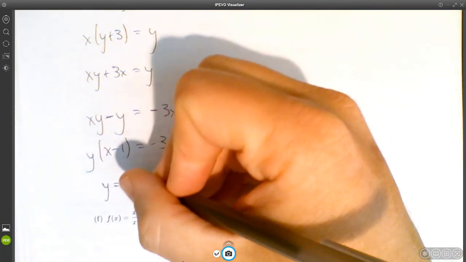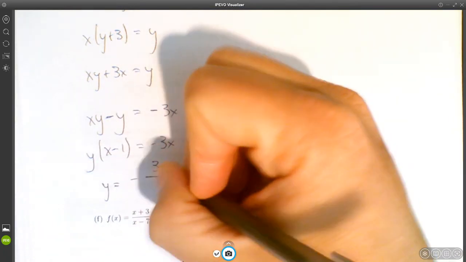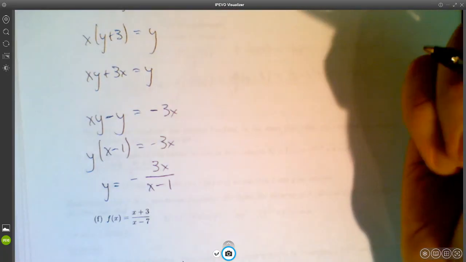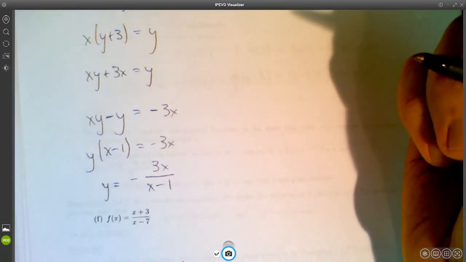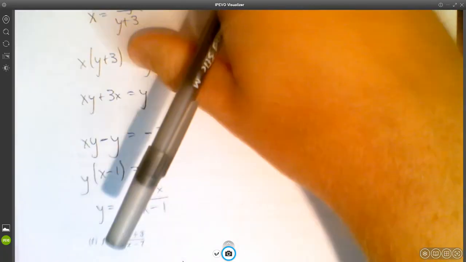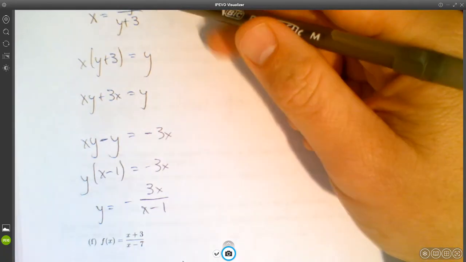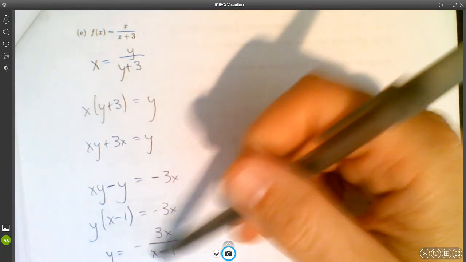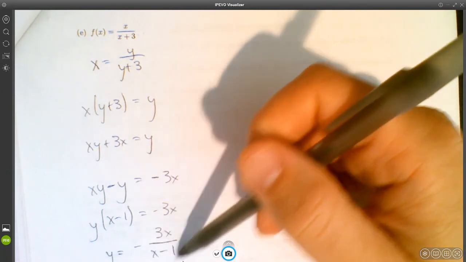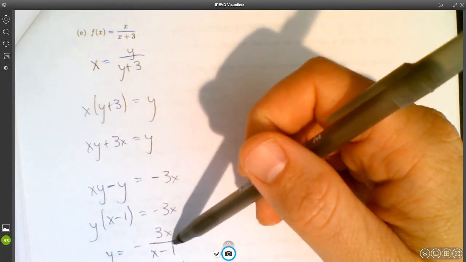And then I can divide by x minus 1 to get y equals negative 3x over x minus 1. Okay. Now, I need the domain of this function to match the range of my original function. Well, what's the domain of this function? It's going to be all reals except for 1, right? Because 1 makes the denominator 0. So it's going to be all reals except for 1.